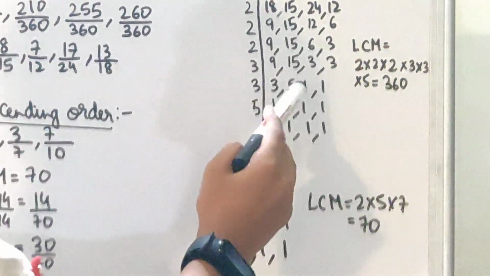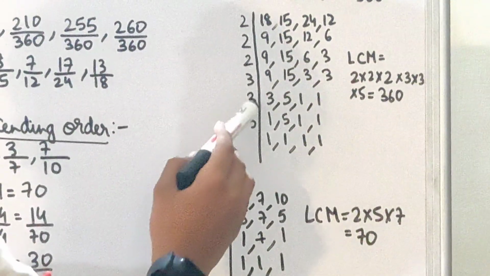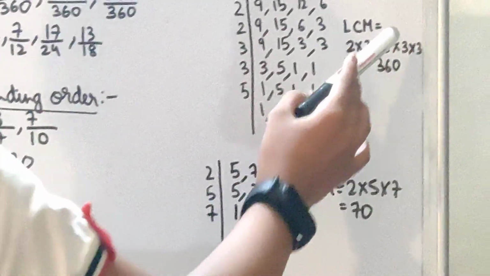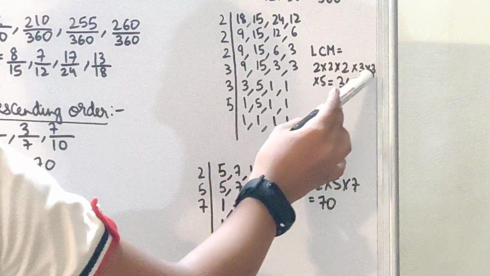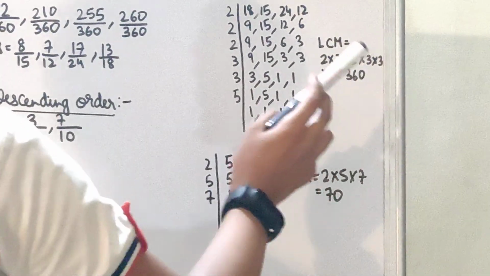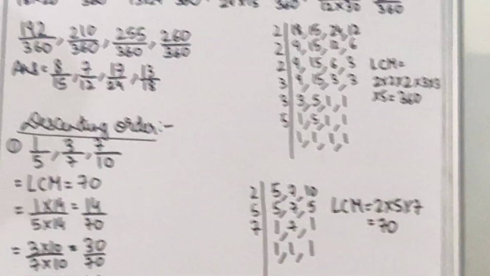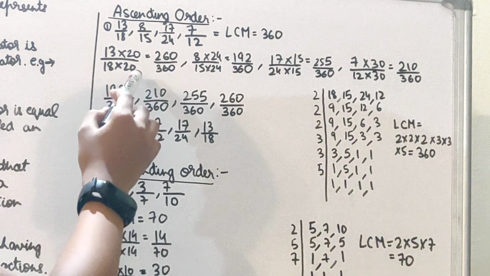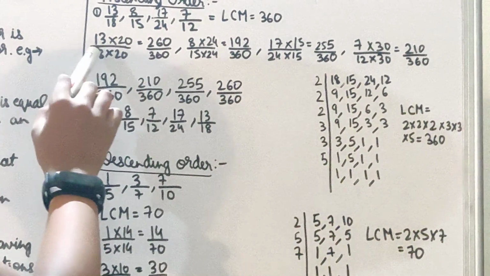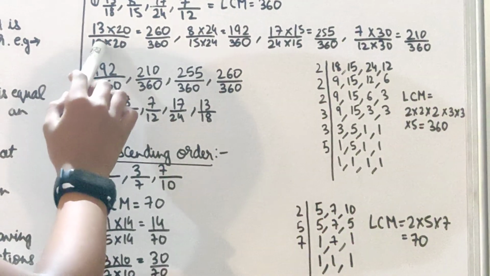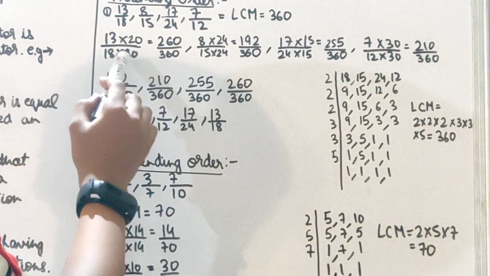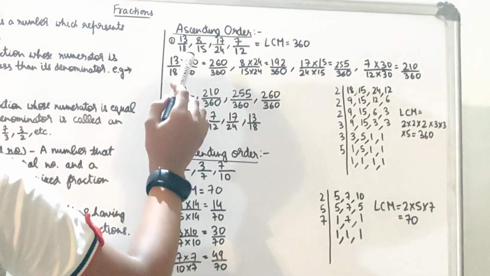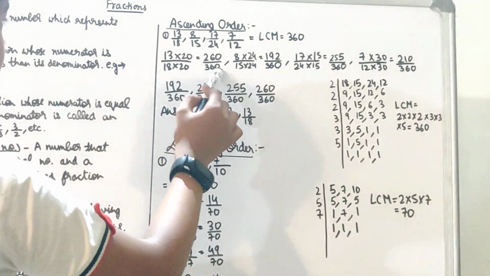So 2 3s are 6, just that much. Then 3 3s are 9, 3 5s are 15, 3 1s and 3 1s are 3. Then 5 is left. So 5 1s are 5. So we get the LCM 2 into 2 into 2 into 3 into 3 into 5. We will get 360. So first of all, we need to convert the fractions' denominators to the LCM. That means we should convert 18 to 360 by multiplying 13 upon 18 into 20 upon 20, as 18 20s are 360. So 260 upon 360 will be the answer.